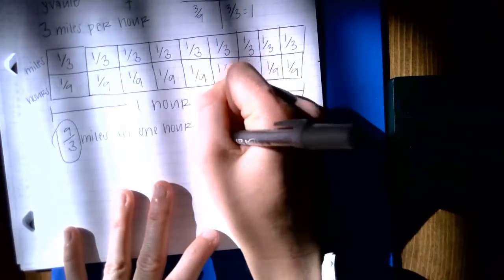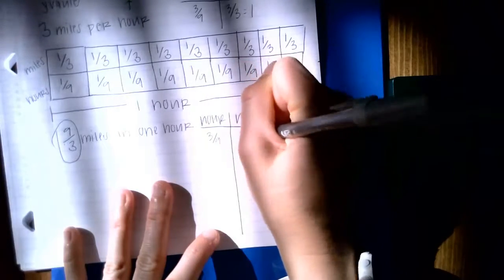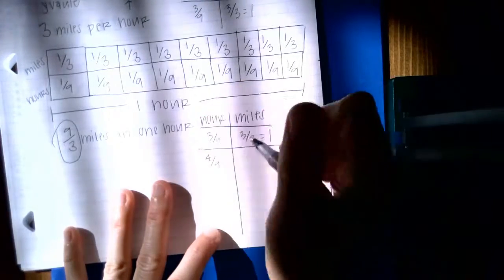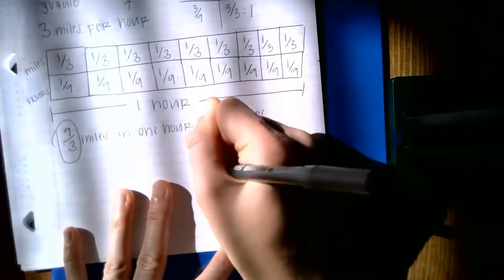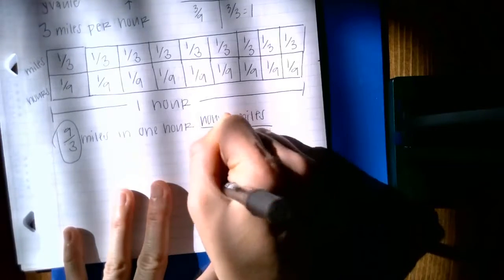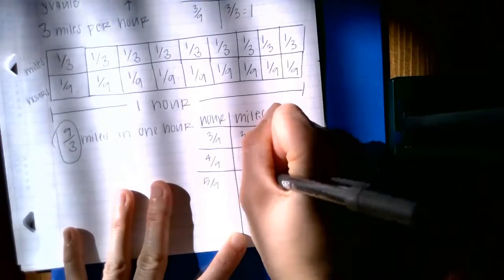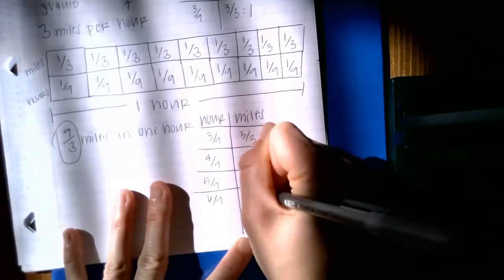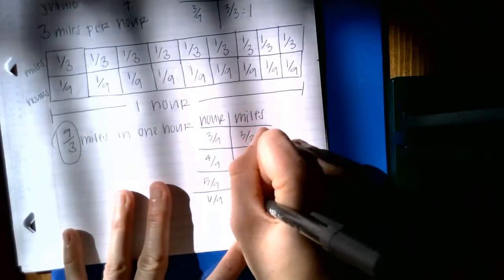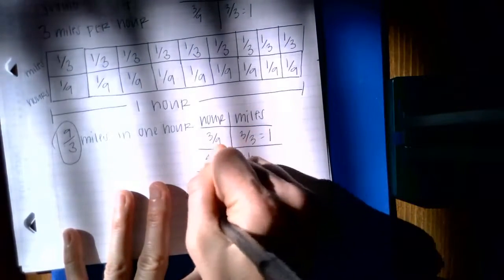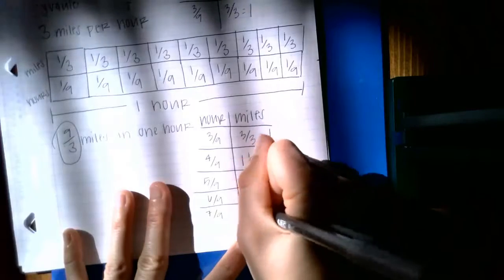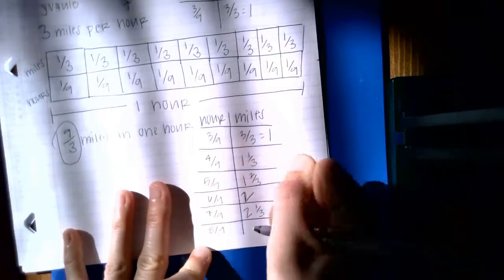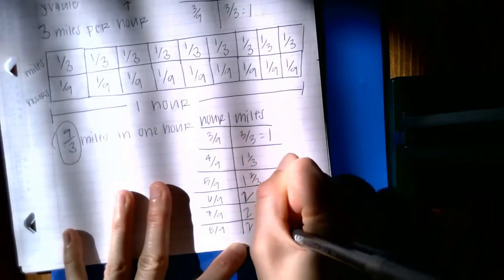So I was on 3/9, and that's 3 out of 3 miles, or 1. 4/9 would be 1 1/3 miles. 5/9 would be 1 2/3. 6/9 would be 1 3/3, or 2. 7/9 would be 2 1/3. 8/9 would be 2 2/3.